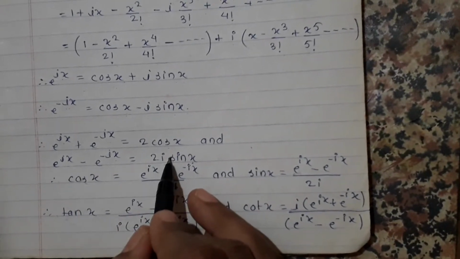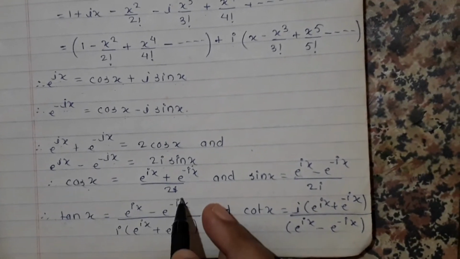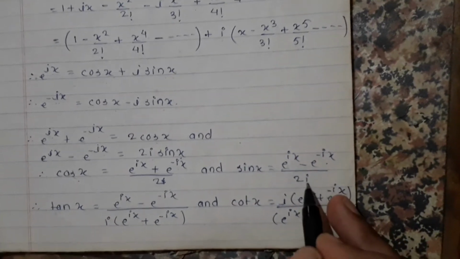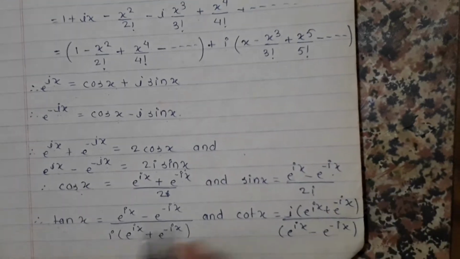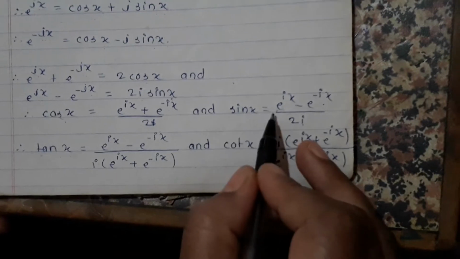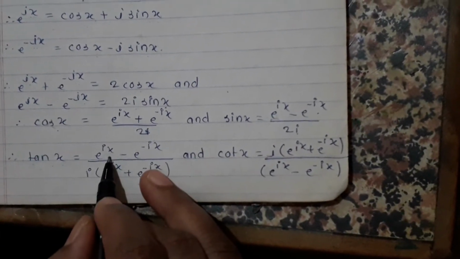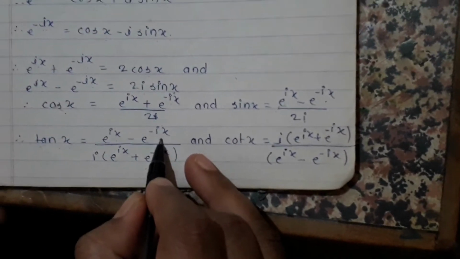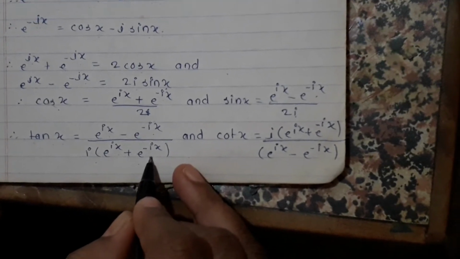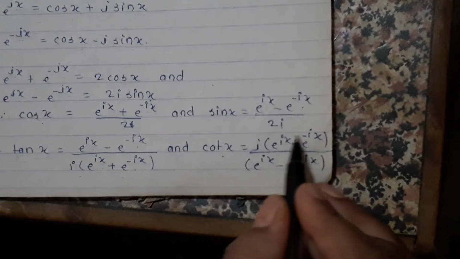So from those two results, we can write cos x is equal to e raised to ix plus e raised to minus ix by 2, and sin x is equal to e raised to ix minus e raised to minus ix by 2i. In this way we can write tan x. As we know, tan x is equal to sin x upon cos x, and therefore we put both values of sin x and cos x here. So we get tan x as e raised to ix minus e raised to minus ix upon i into, in brackets, e raised to ix plus e raised to minus ix, and cot x is nothing but cos x upon sin x, so we can write cot x in this way.